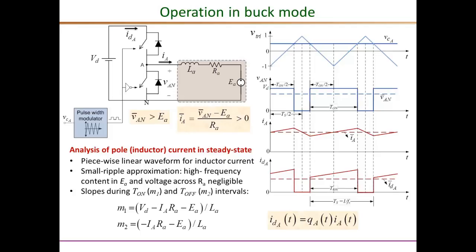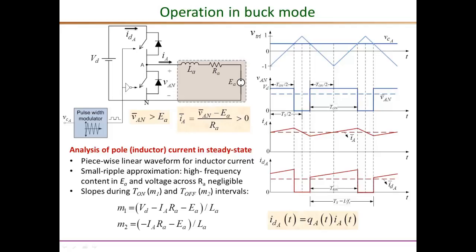Once we know the inductor current, we can draw the current through the top switch, the current through the bottom switch, as well as the current taken from the input. In fact, the input current is exactly the same as the top switch current. So that is shown here. This D is for DC, the A is for the pole A. So the DC current due to pole A is this IDA. This is exactly the same as the inductor current that we drew earlier, but only during the switch on interval, only during the Q equals 1 period, or only when the top switch is conducting.